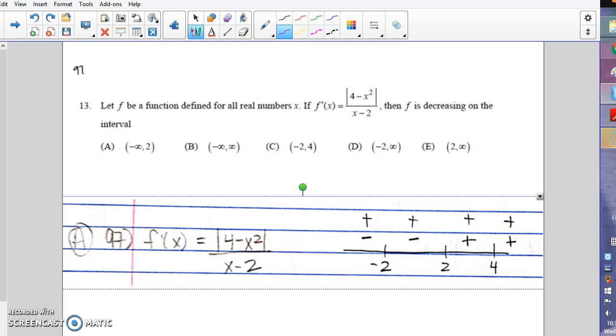Okay, for the next one, you're looking for when is this function decreasing? And it gives you your derivative already, thank goodness. So this is the ugly derivative. Basically, you need to evaluate your derivative and find when it's positive, when it's negative.